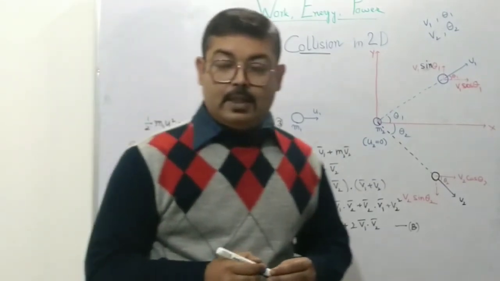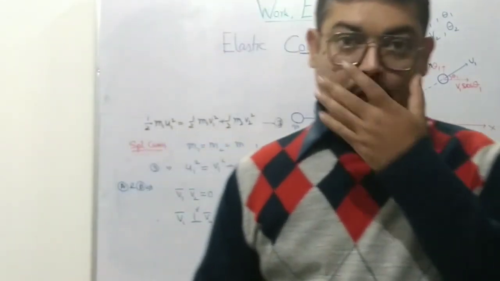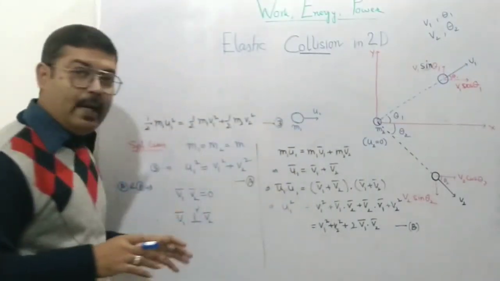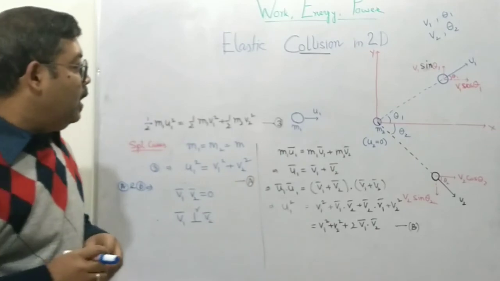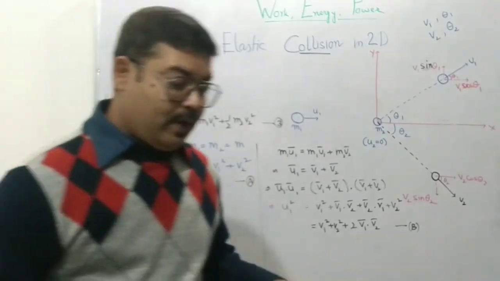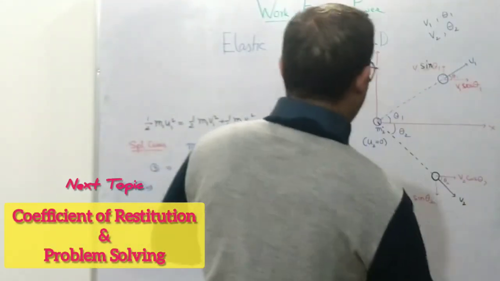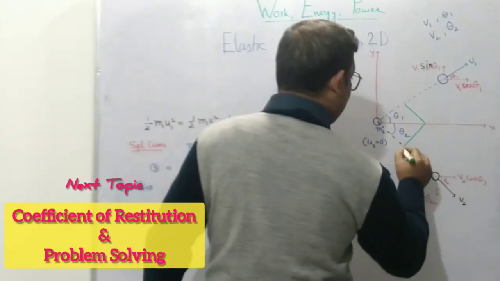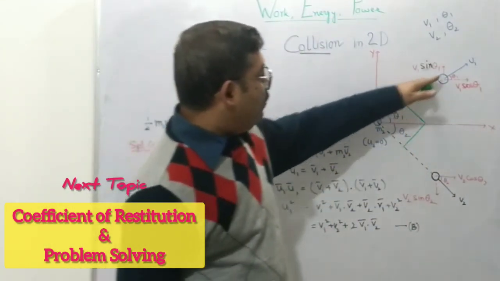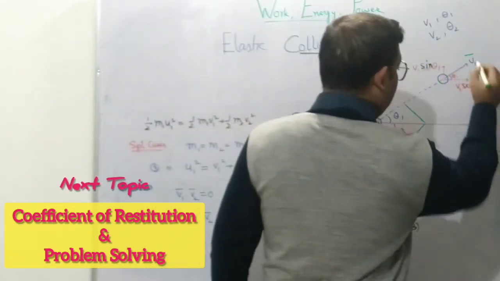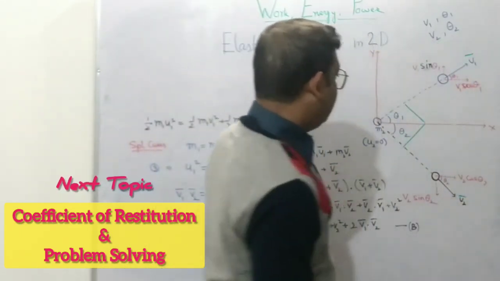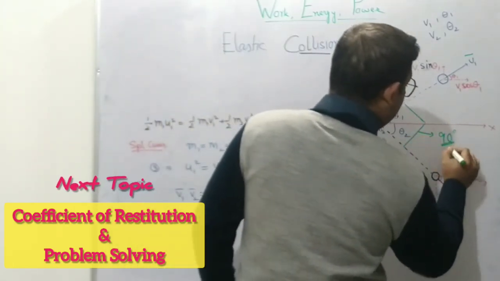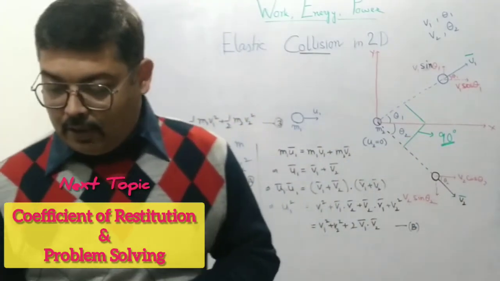So what it means is that if there is a two-dimensional collision between two equal masses, then after collision the two masses will move away, and the angle between the two velocity vectors, V1 vector and V2 vector, must be equal to 90 degrees. They must scatter at an angle of 90 degrees.